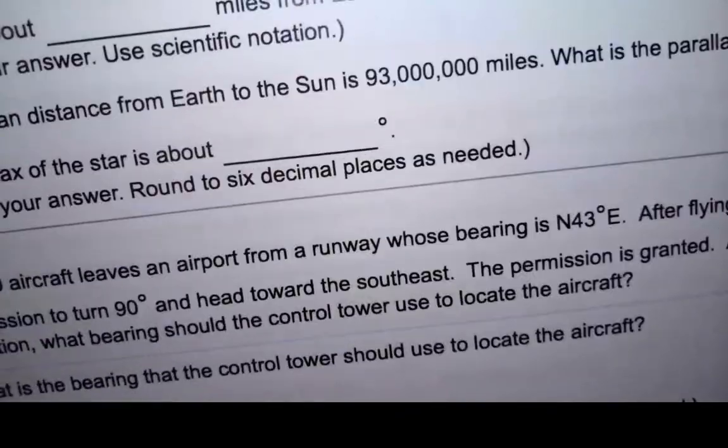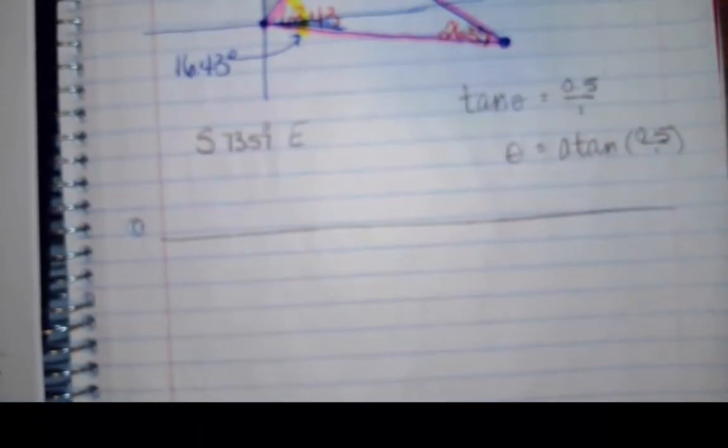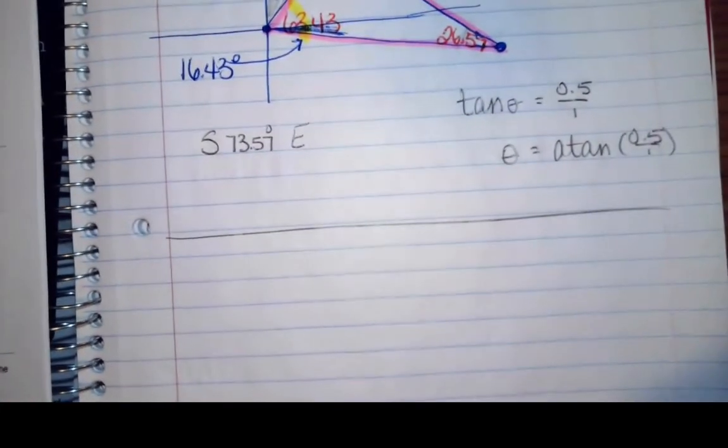So what do I know? First of all, a star is 6.67 light years from Earth. If 1 light year is about 5.9 trillion miles, how many miles is the star from the Earth? Okay, so this is just simple arithmetic.